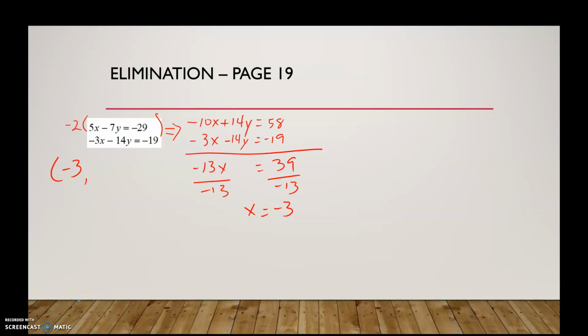The next thing is we're going to plug this negative 3 into one of the x's. And it doesn't matter which one you plug it into. I'm just going to choose the bottom one. So I'm going to plug it in. So it's going to be negative 3 times negative 3 minus 14y equals negative 19. This becomes 9.